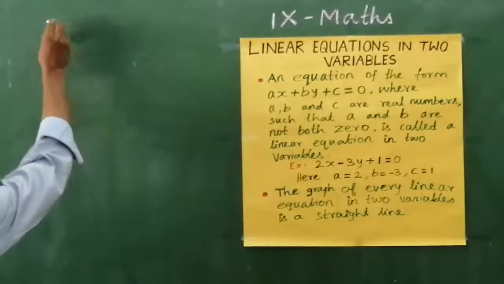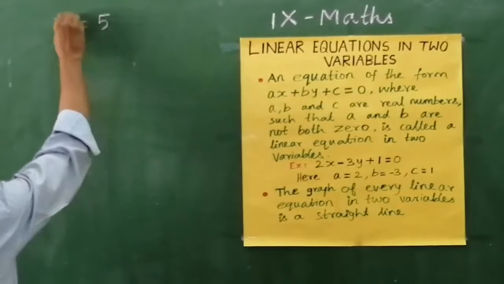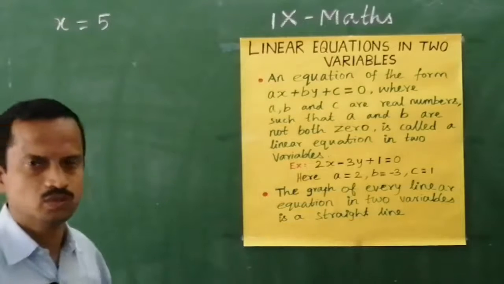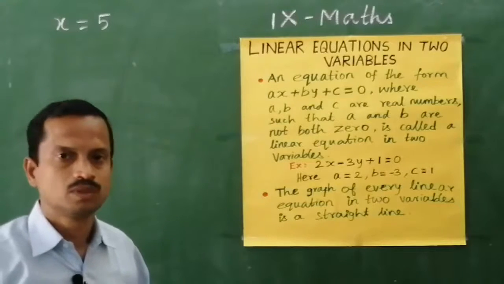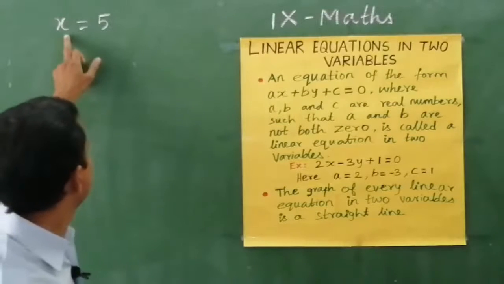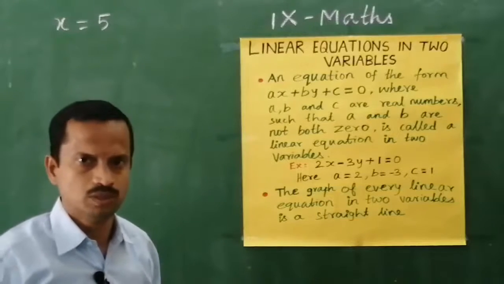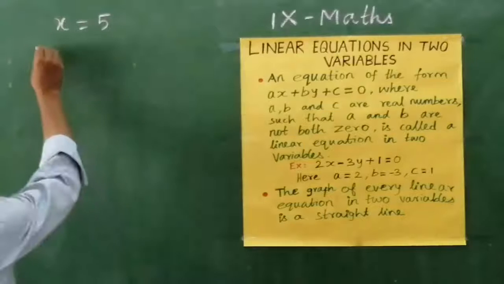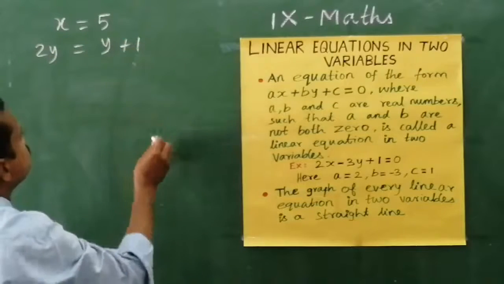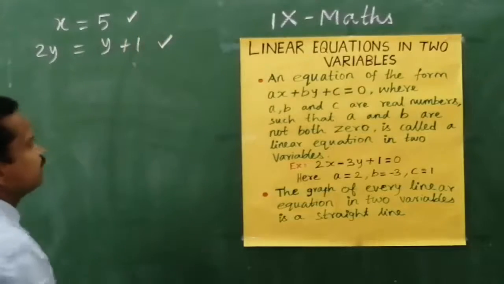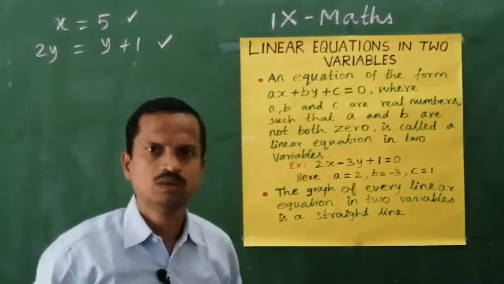Example, we can take x equal to 5. Here x equal to 5 is an equation and x is the variable, and x equal to 5 is the linear equation in one variable. And suppose 2y equal to y plus 1. This is another example, where the variable is on both sides, but anyhow it is the same variable.